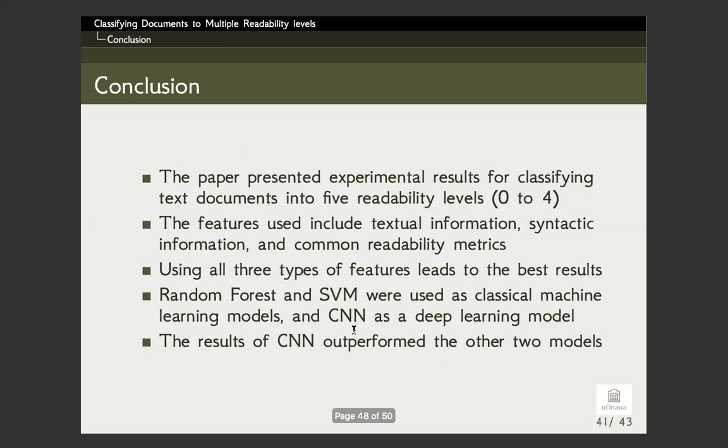For the conclusion, in this paper, we presented experimental results for classifying text documents into 5 readability levels from 0 to 4. The features used include textual information, syntactic information, and the common readability metrics. Using all 3 types of features led to the best results. And random forest and SVM were used as classical machine learning models, and CNN represents the deep learning model. And the results of CNN outperformed the 2 other models.